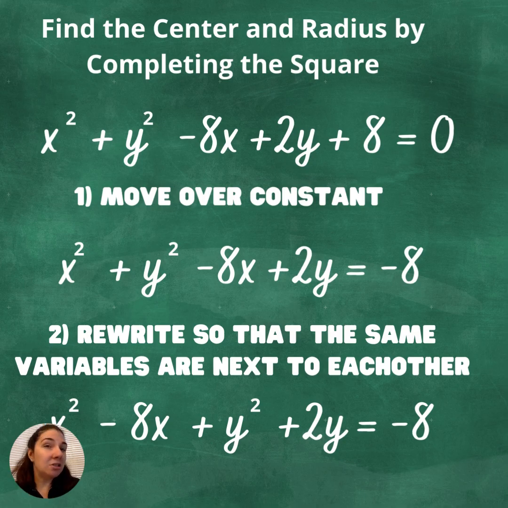Then what you want to do is rewrite the equation so that the x's are next to the x's and the y's are next to the y's, because that's going to help you greatly with these problems. So keep the structure of the monomial. So like in this case, the 8 is minus 8x.